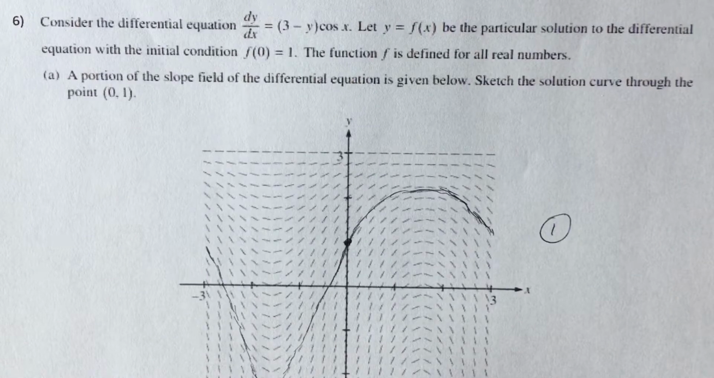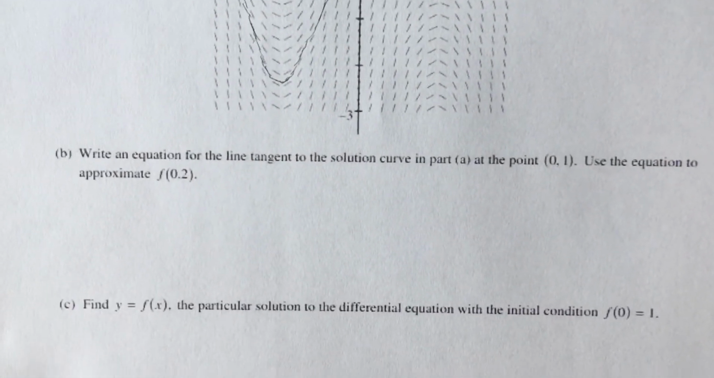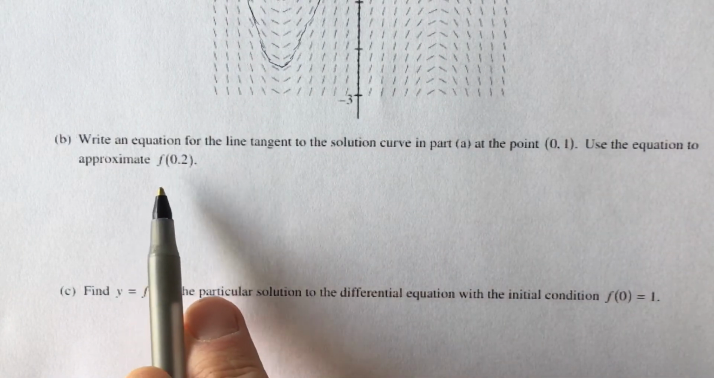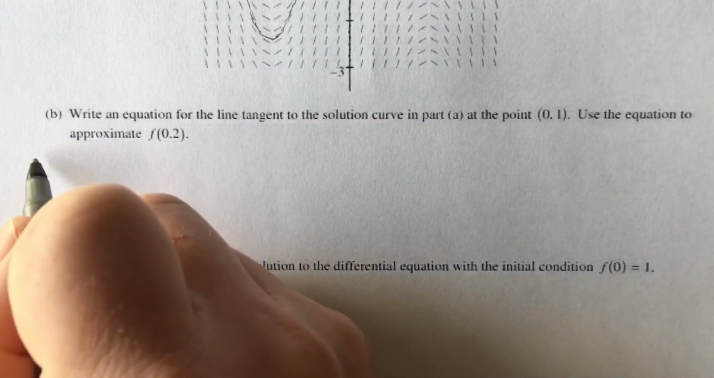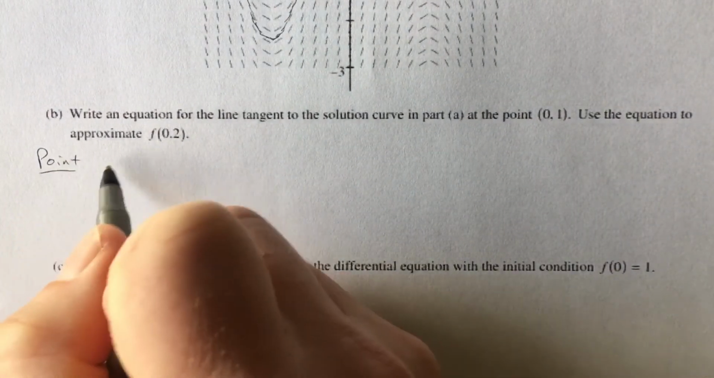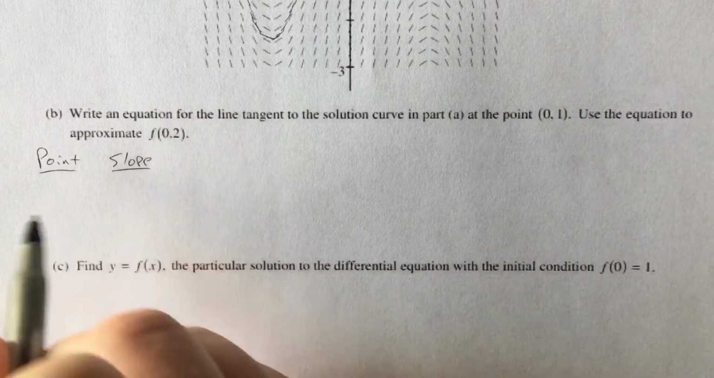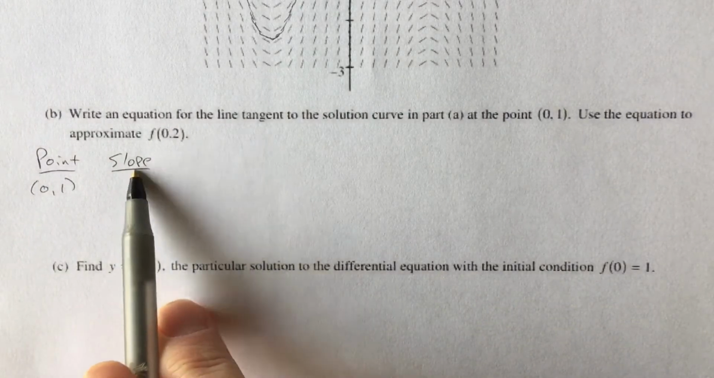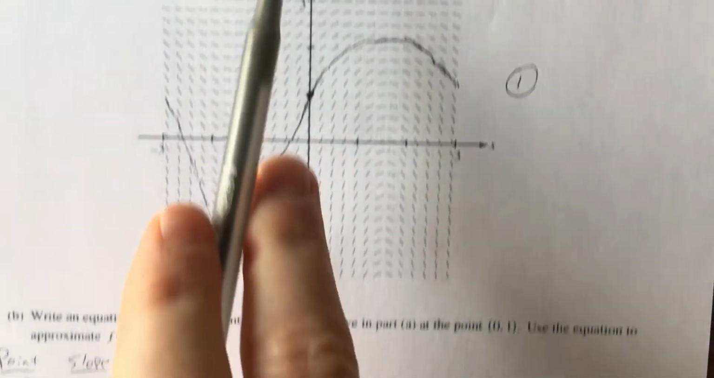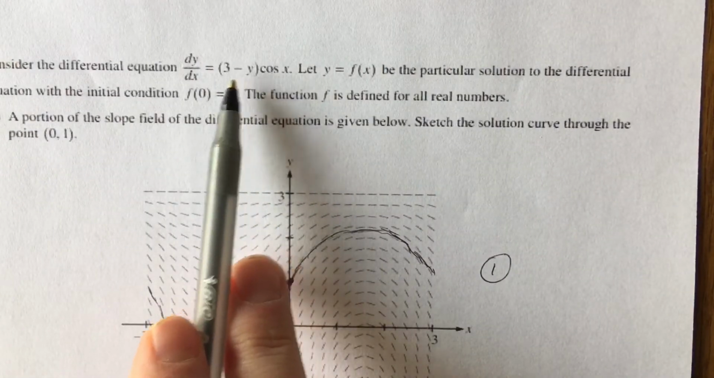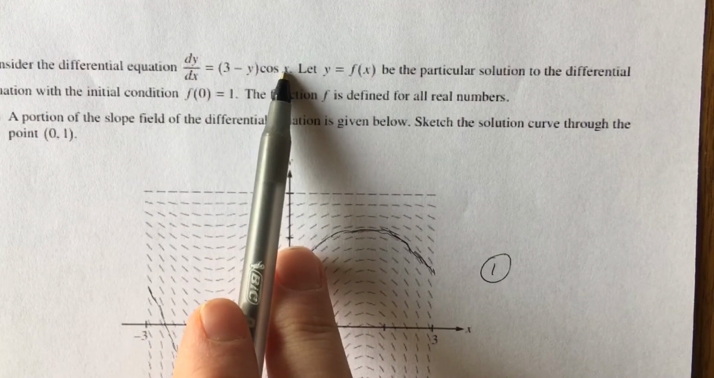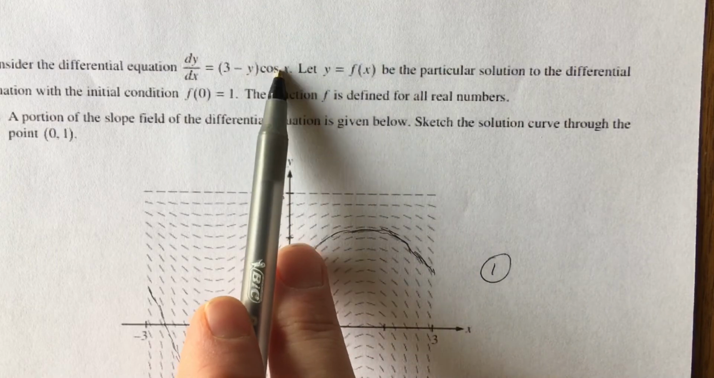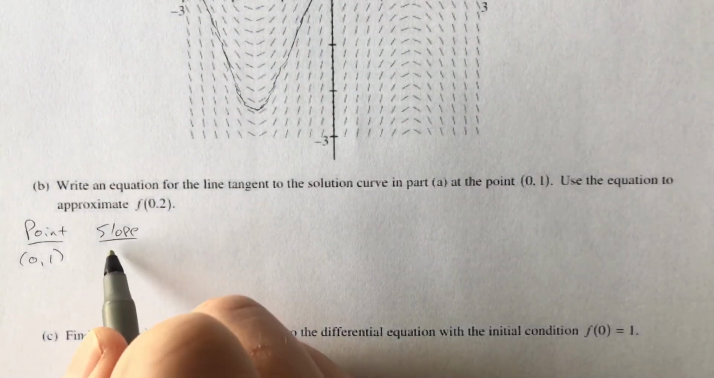All right. For part B, it says write an equation for the tangent line to this at the point (0, 1) and use it to approximate f(0.2). So every time we see tangent line, we're thinking point and slope. The point was already given to us, (0, 1). What we need to do is find the slope. So in order to find the slope, we're going to put (0, 1) back into this differential equation. So I'm going to put 0 in for x and 1 in for y. It's going to give me 2 times the cosine of 0, which is 1. And so 2 times 1 gives me a slope of 2.